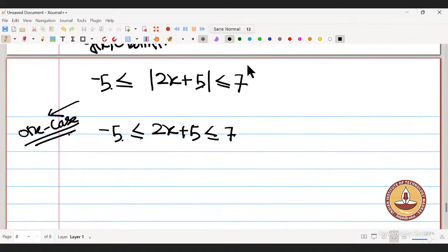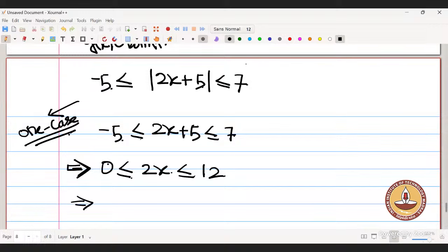And if you add -5 on both sides, what will you get? 0 less than or equal to 2x plus 10, no? -10. Correct. So I was correct, right? Yeah. So basically I'm making a mistake.